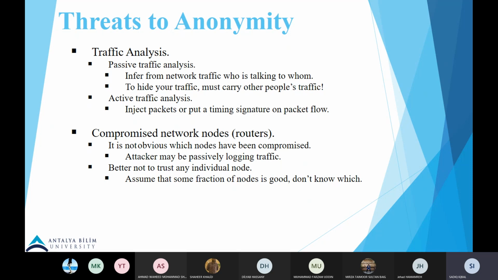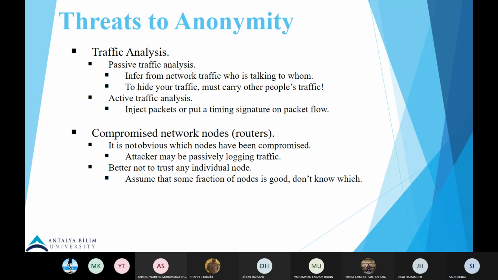Active traffic analysis injects packets or puts a timing signature on the packet flow. This is also very related to network traffic, who's talking to whom, and this is very massive because the communication that takes place is on a large, huge scale. Many people are communicating with each other, and many types of protocols are used, TCP, UDP. So it can get very complex when we try to monitor or spy. But the big companies and organizations have the resources. For normal people, it's very hectic and financially burdensome if we want to protect ourselves.